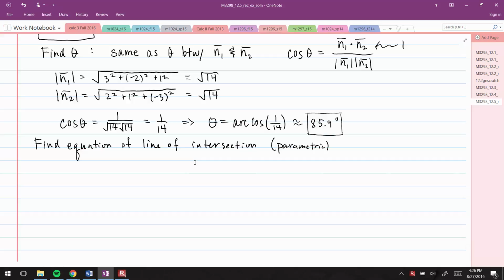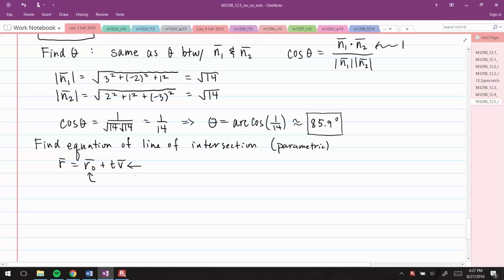So find the equation of the line of intersection, and specifically the parametric equations representing that. Alright, so first, what is the equation of a line? The vector form of that is r equals r naught plus tv. And so this is really helpful because the ingredients we need here are r naught and v. We need to find those things.